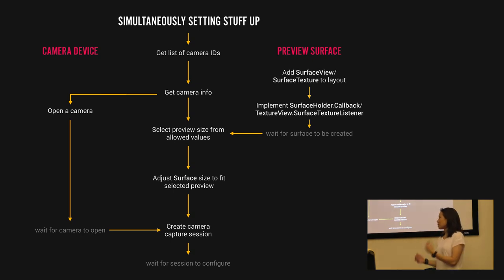There's a lot of things that could be happening at once, and you have to make sure that you finish all the configuration and then bring everything together at the right time. And this was kind of true in Camera 1. Camera 1 was more like the right half of the screen, and Camera 2 has added more of the left half of the screen.